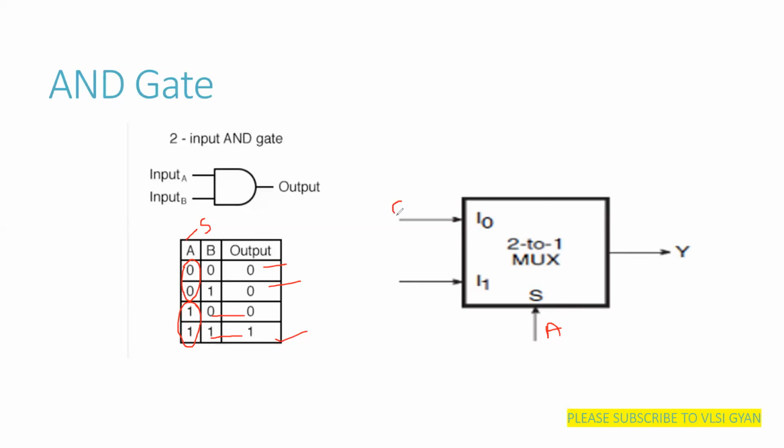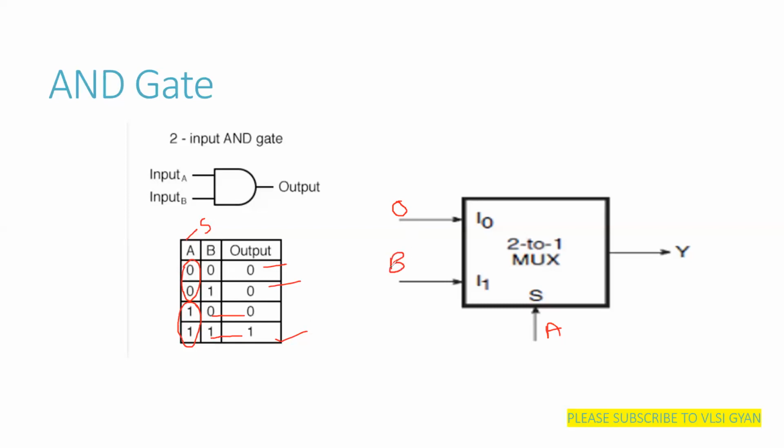It always remains 0 irrespective of the other input, it is always remaining 0. So I have to put 0 over here. Next, when A is 1, meaning my select line is 1, at that time we know that I1 will be selected. So what value we should put at I1 is nothing but the same as B. So I will write here B.